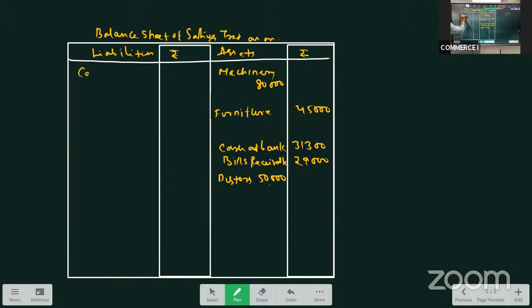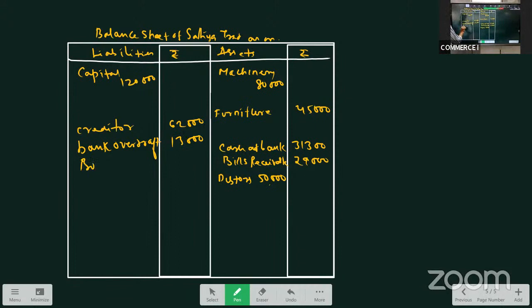Then liability side, we have capital. Capital is 1,20,000. To this, we add net profit. Then we have creditors. Creditors are a current liability. Creditors, we have 62,000. Then we have bank overdraft. That also is a current liability. So bank overdraft, it is 13,000. Then we have bills payable, it is 40,000. Done. All the items of capital nature we have taken.